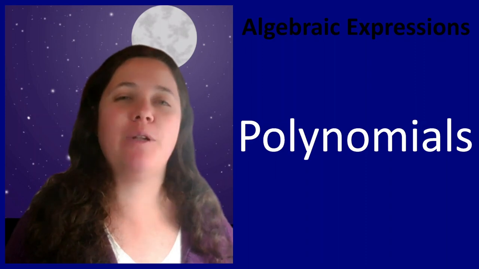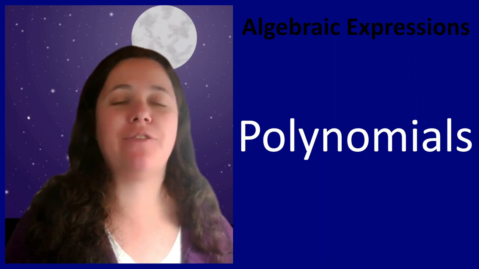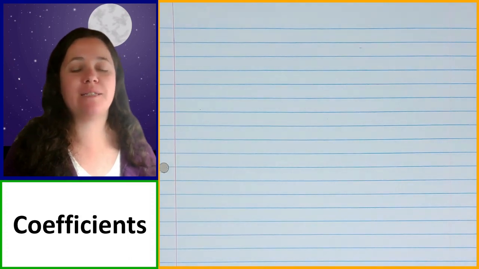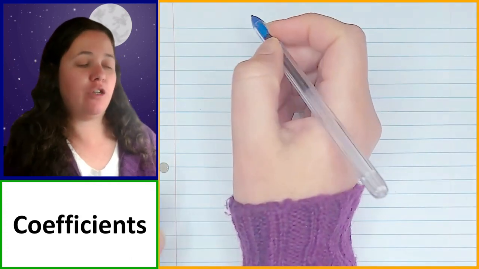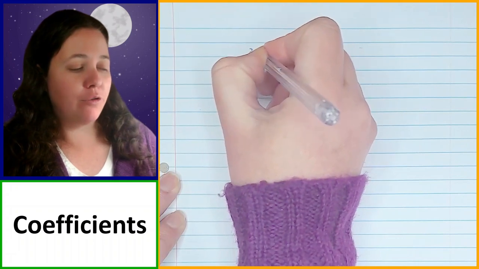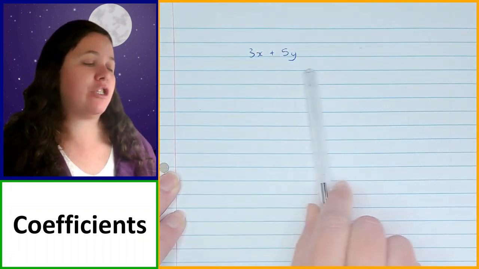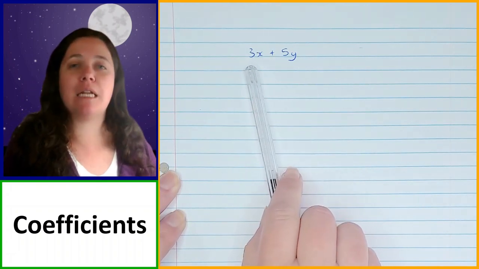Hi, today we're going to be learning about polynomials, which are a kind of algebraic expression. But first we're going to have a look at something called coefficients. Let's have a look at this expression over here, where I've got 3x plus 5y. Now in this expression, I've got numbers and I've got variables.